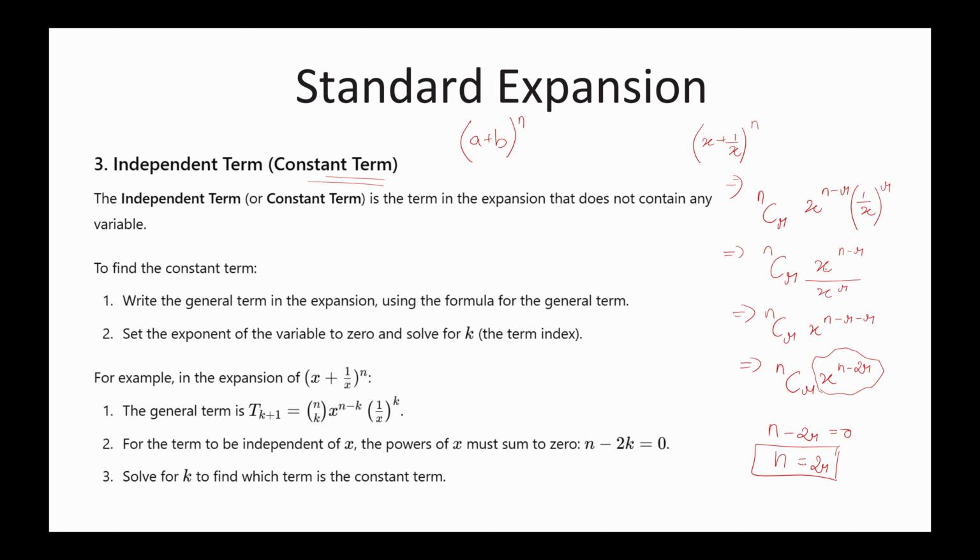For example, let's say if I had (a plus b) to the power n. So what would be my general term here? nCr a to the power n minus r and b to the power r. So here I would have to say that for a and b to get removed from this entire equation, n minus r would have to be equal to 0 and r would also have to be equal to 0. Then only I can say that my term is independent or constant. So you have to keep that in mind. This is how the independent term is found.